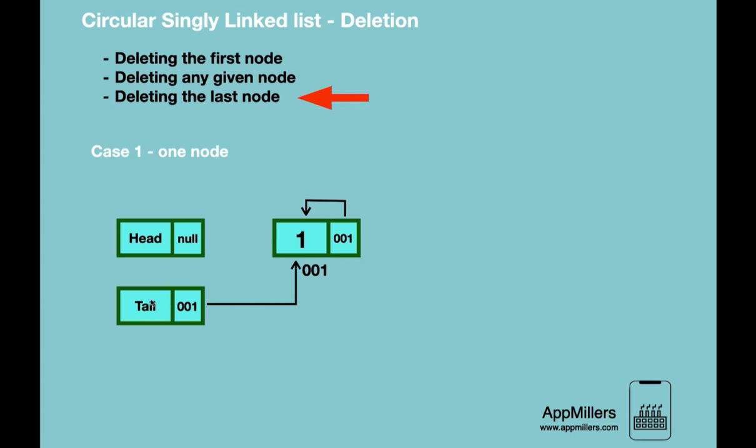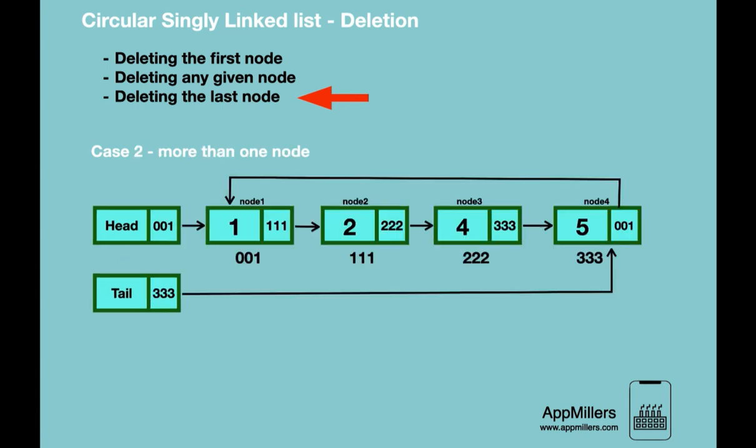And then we will update tail reference to null, and this will delete the link between tail and this node over here. Then we will update this node's reference to null, and this deletes the reference by itself. So then this node becomes eligible for garbage collection, so the garbage collector will come and delete this node from here. Then the next case is when we have more than one node in our circular single linked list.